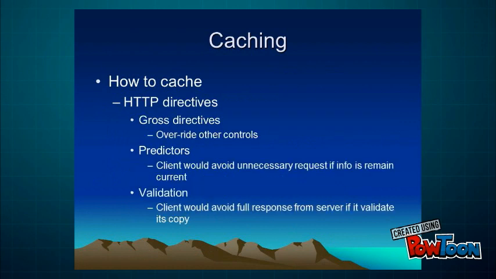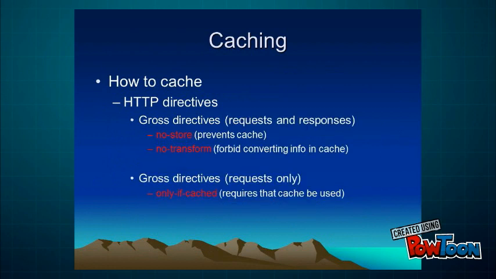Specifically, HTTP directives have three types: growth directives, predictors, and validation. Growth directives, for example, the command noStore is used to prevent cache, and the command noTransform is used to forbid converting information in cache.